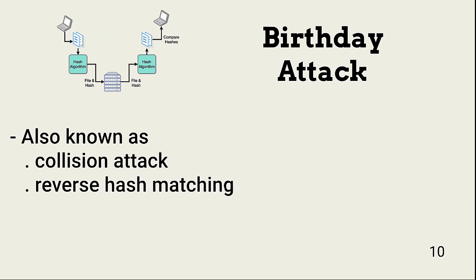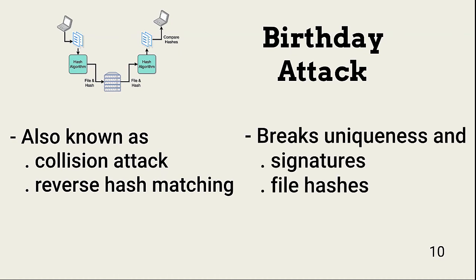The birthday attack, also known as the collision or reverse hash matching attack, tries to discover weaknesses in a hashing algorithm that allow two or more plaintexts to have the same hash value. This breaks the expectation that no two plaintexts can have the same hash value. It breaks the validity of things like digital signatures and file hashes.